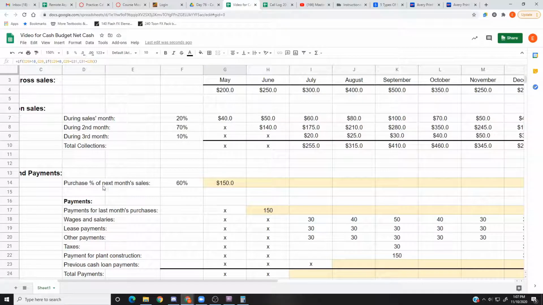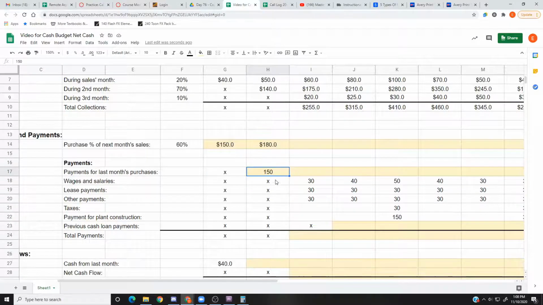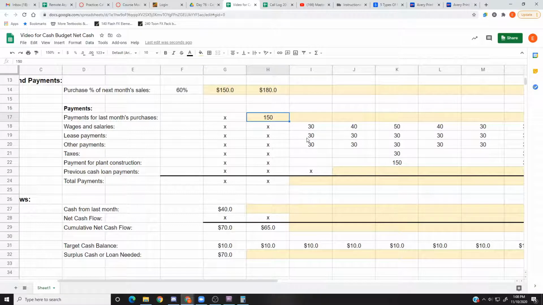And here we go again. Purchase percent of next month's sales. 60%. Okay. So in July, I'm going to press equal. In July, I expect that I will have to pay for 60% of that in supplies. So I'm going to times it by 60%. Okay. So 60% of 300 is $180. I've got to pay for that in June. Now, I am actually making a payment for last month's purchases here. So although I'm purchasing $180, I'm not paying for it this month. I'm paying for last month's $150. Okay. And I've got a bunch of payment stuff that I'm not going to see this month. We're going to start seeing it next month.